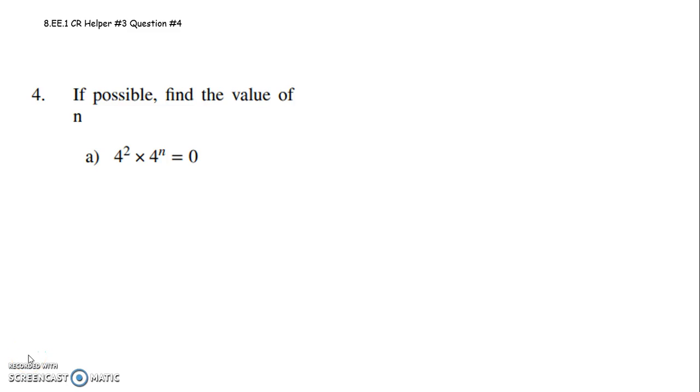All right, if possible, find the value of n. 4 to the second times 4 to the nth equals 0. What your teachers are trying to make sure they get at with you is that never will you come out with a 0 when you're dealing with powers of 4.